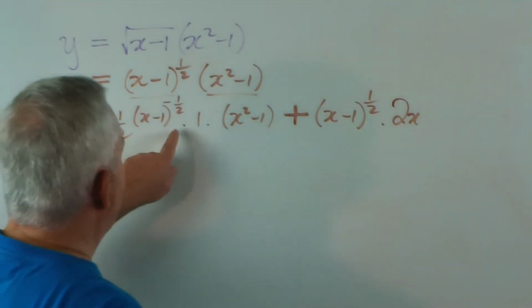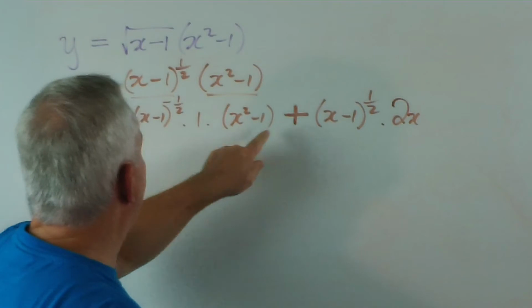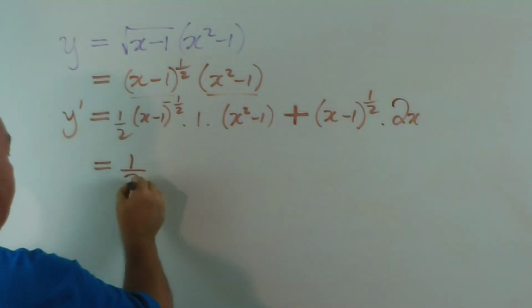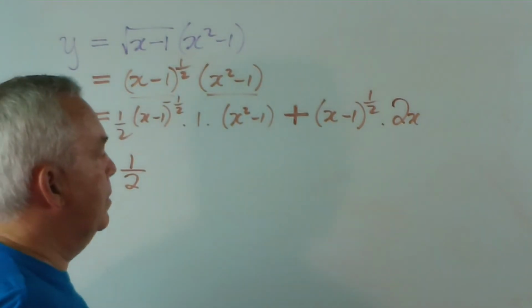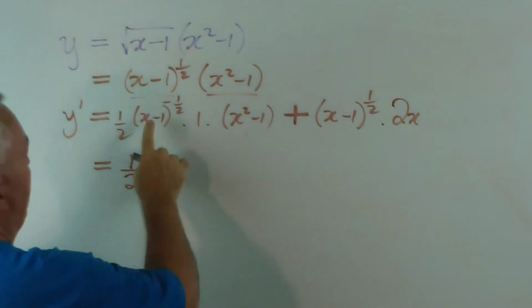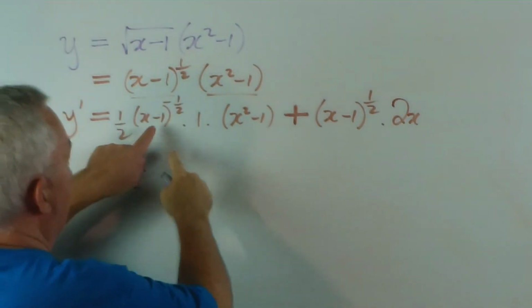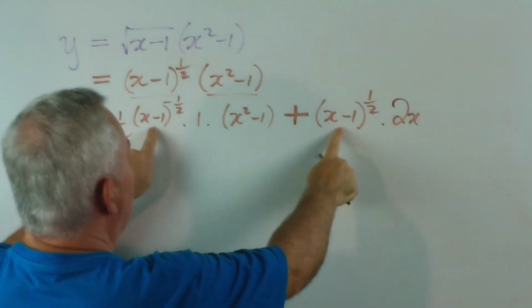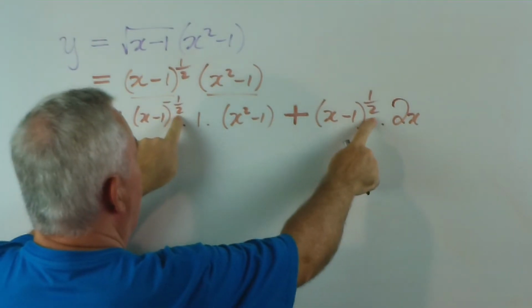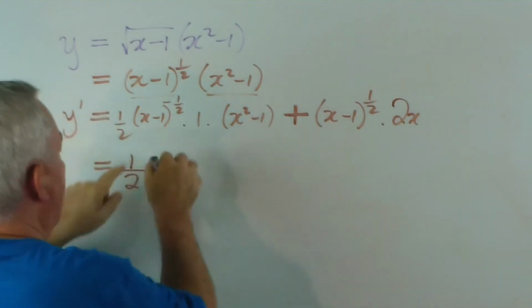I have a half. There's no even number anywhere. We've only got a 1, so it's going to stay a half. I'm going to take that out the front. Otherwise it's going to cause us problems. Let's look at this next. Do I have that over here? Yes, I do. Which is the lowest power? Negative a half is lower than a half, so I'm going to take this out.